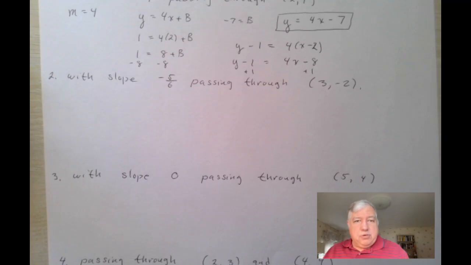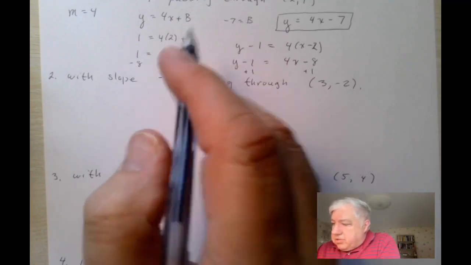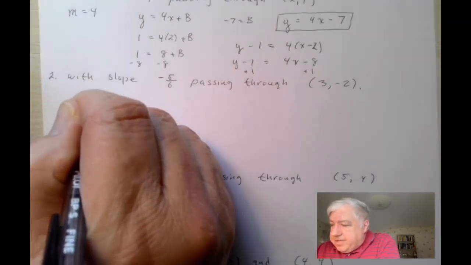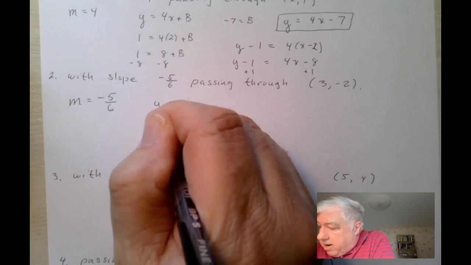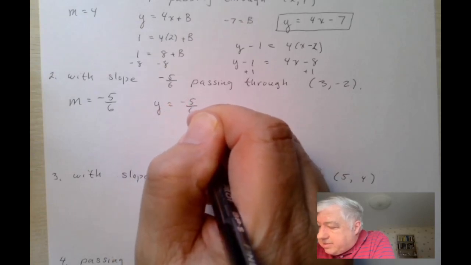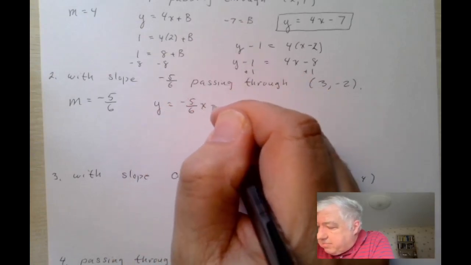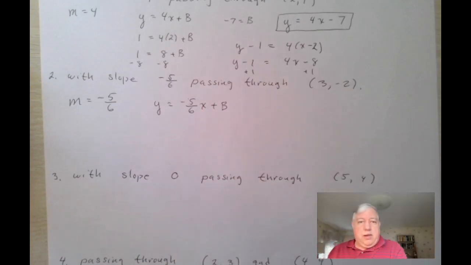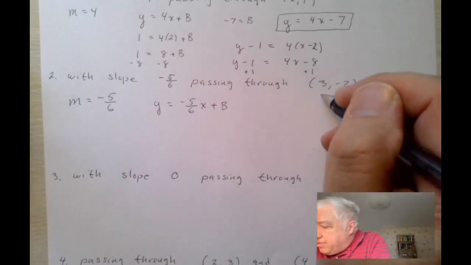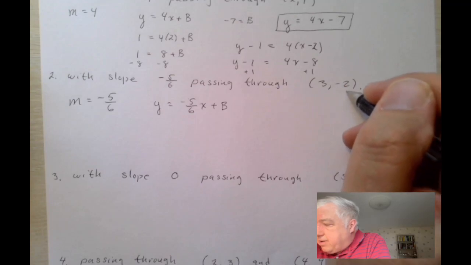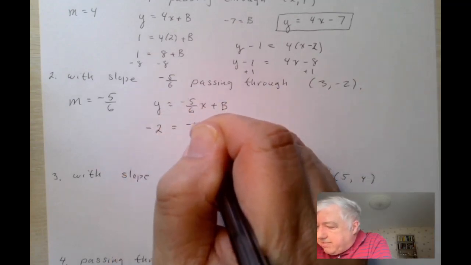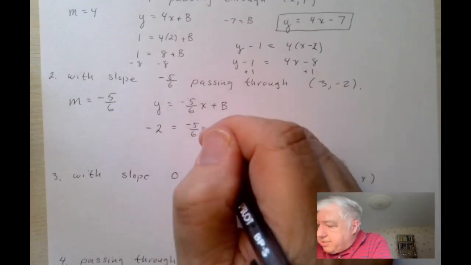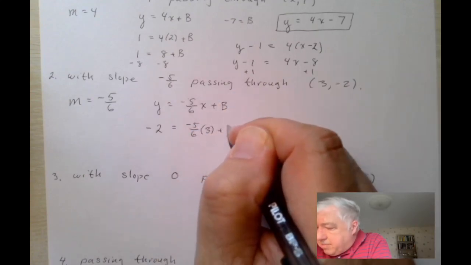For our next example, let's do it again. In this case, our slope is a fraction. It's -5/6. But we can do this exactly the same way. So we can write y equals -5/6 times x plus b. And once again, we can substitute in x equals 3 and y equals -2.